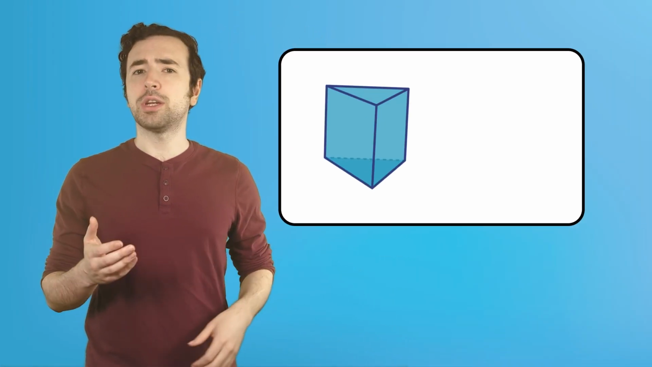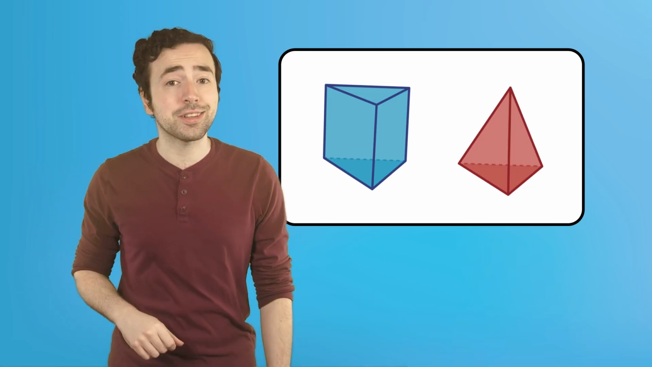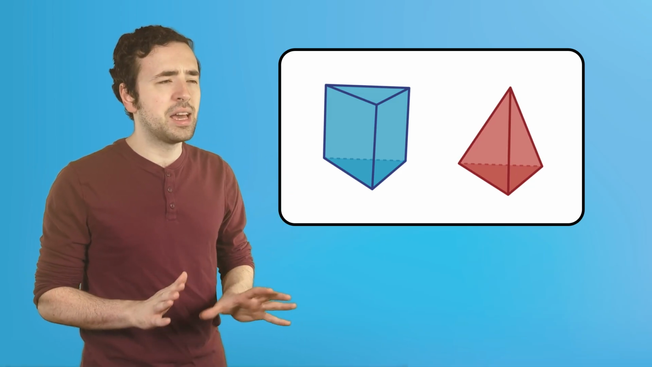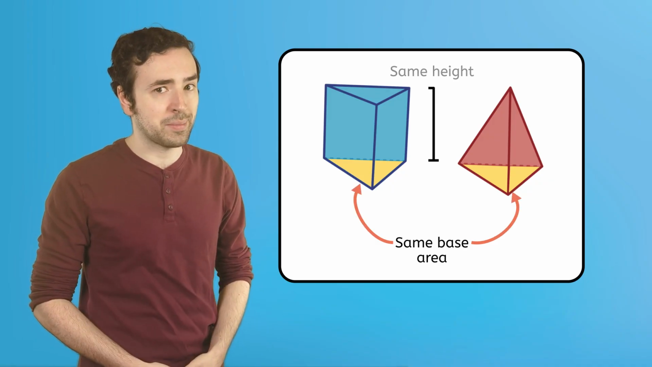We've talked about volume before, but today we're throwing a twist into the mix. Take a look at these two figures, a prism and a pyramid. These two particular figures actually have a lot in common. In fact, they have the same base area and the same height.